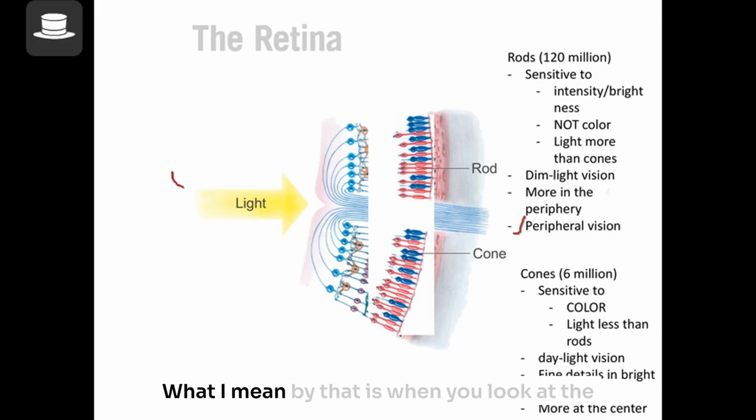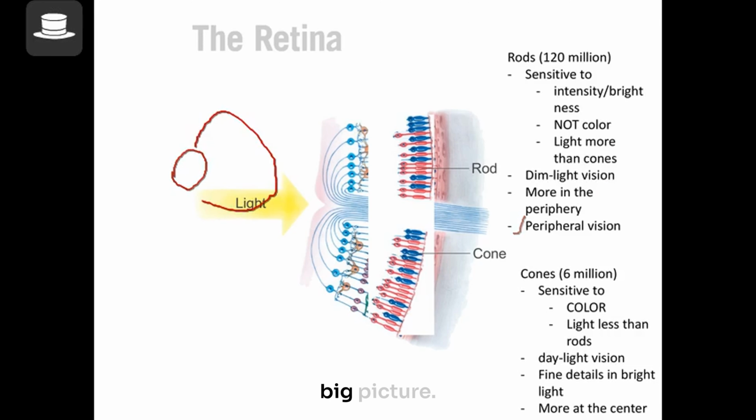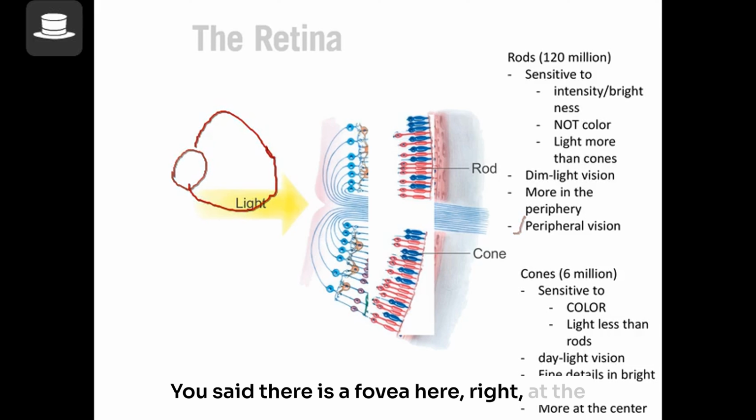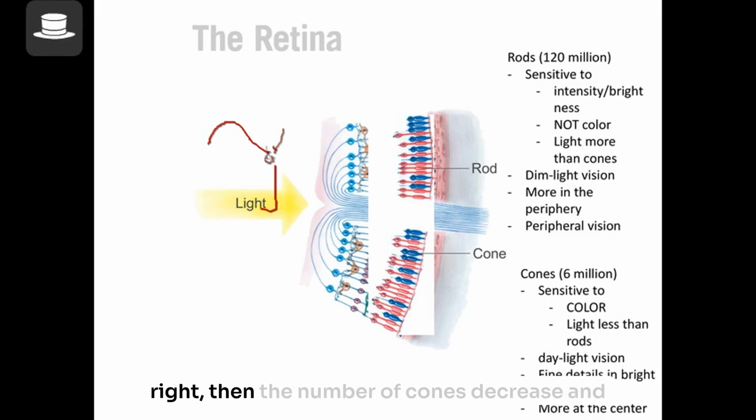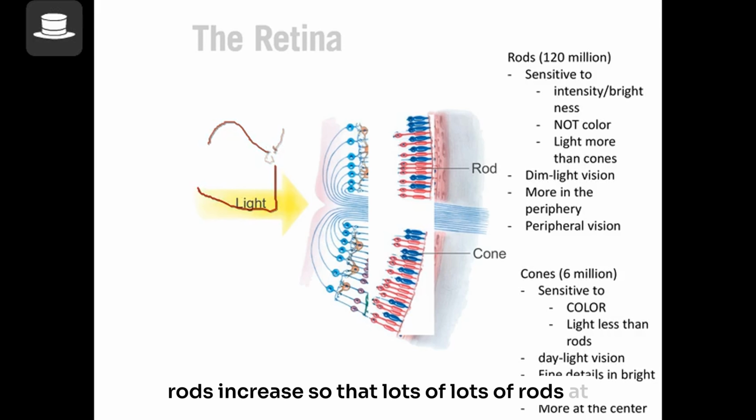What I mean by that is when you look at the structure of the eye, right? Let me draw this vague picture. We said there is a fovea here, right, at the center. Now, if you three-dimensionally imagine it, in the fovea, there are 100% cones, right? And as we move away from the fovea to the periphery, the number of cones decreases and rods increase, so that there are lots of rods at the periphery and no rods at the center.